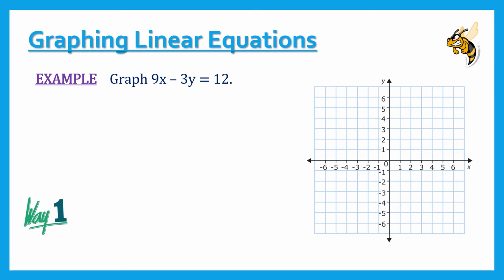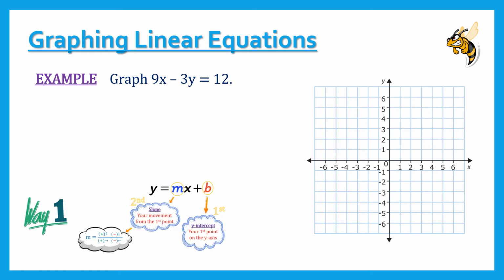Example. Graph 9x minus 3y equals 12. This is going to be the first of the 2 ways I'm going to show you. So the first thing I want to do is to isolate the y. And if I'm isolating the y, that means I need to move that 9x. The opposite of 9x is to subtract 9x from both sides.